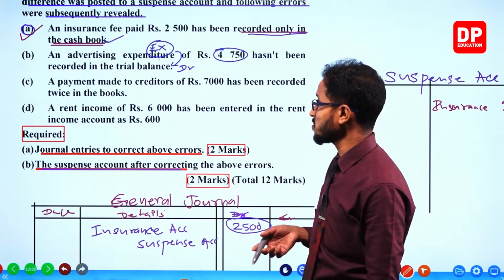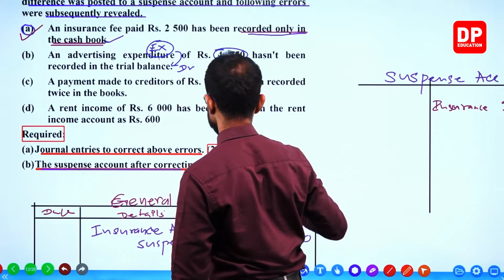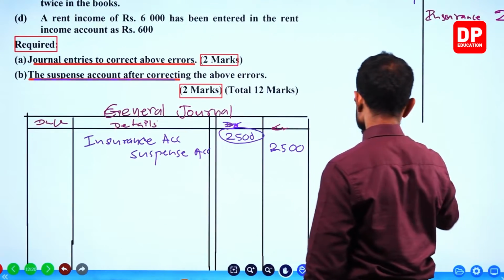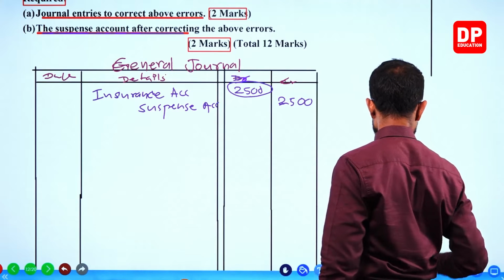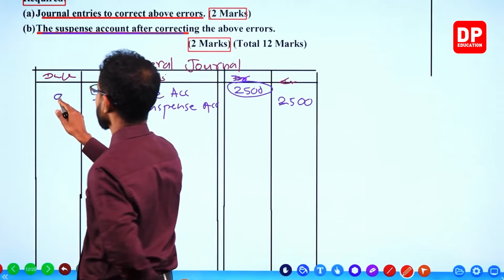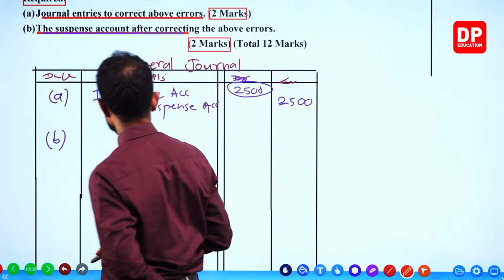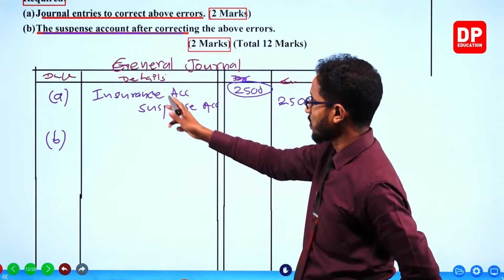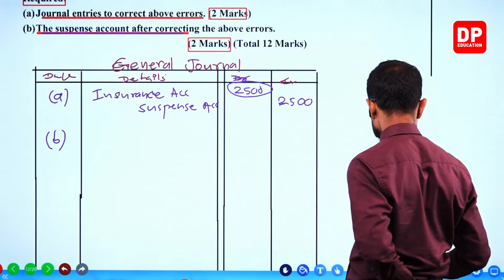Debit to the trial balance, credit to the suspense account. That is the double entry. This is A. This is B. Oh, narration. You didn't write the narration for the first one. You write the narration, okay? Don't forget the narration.